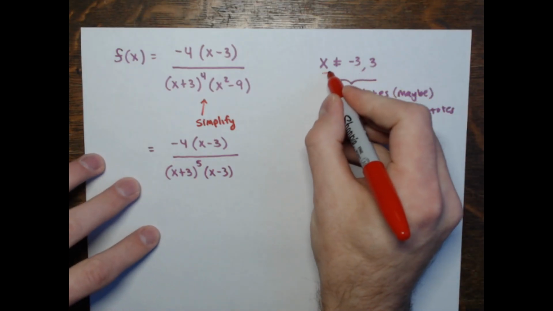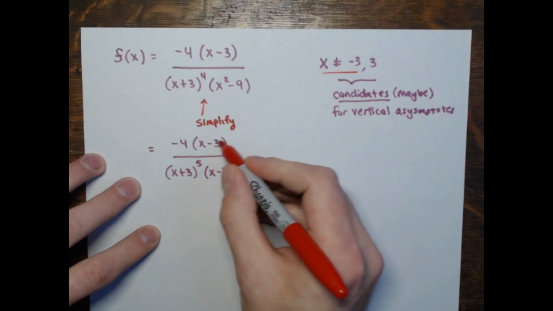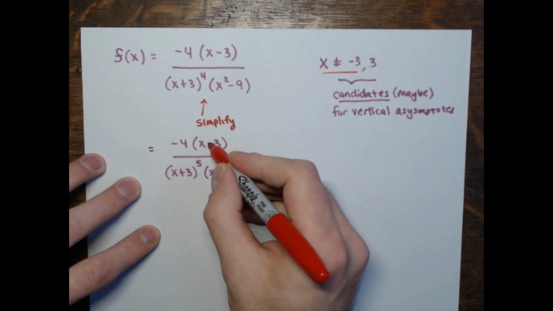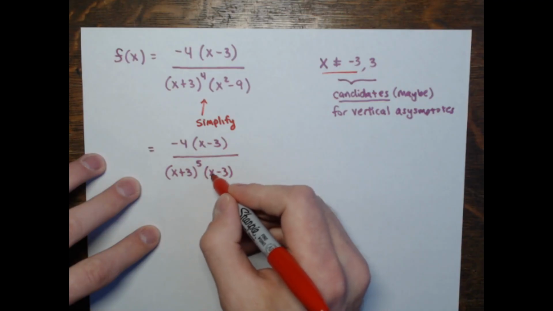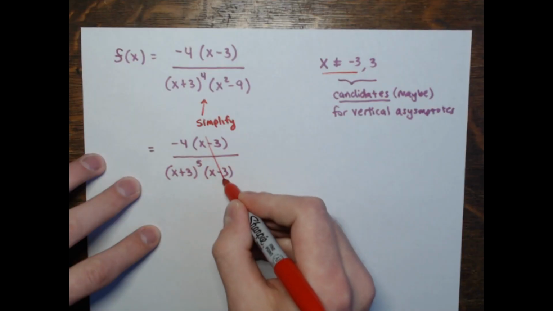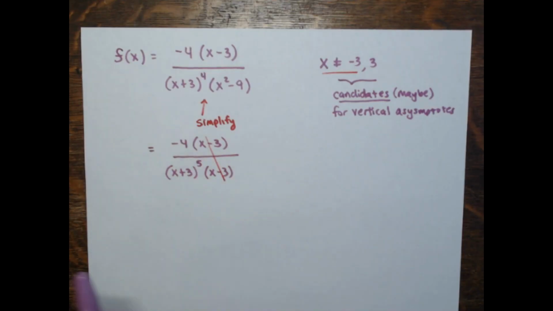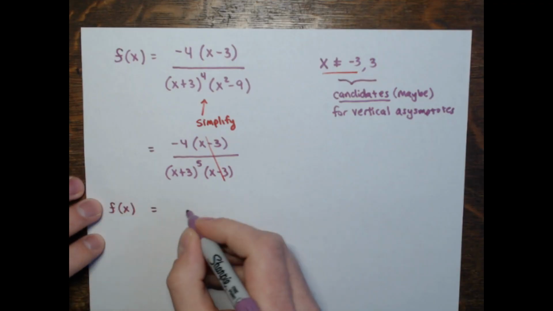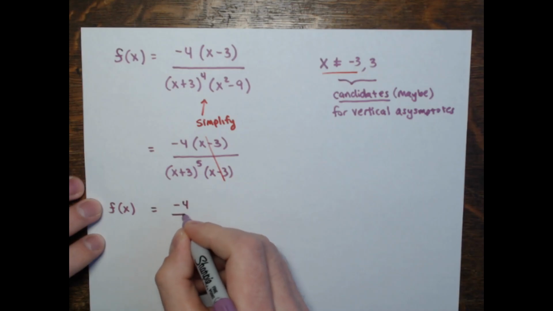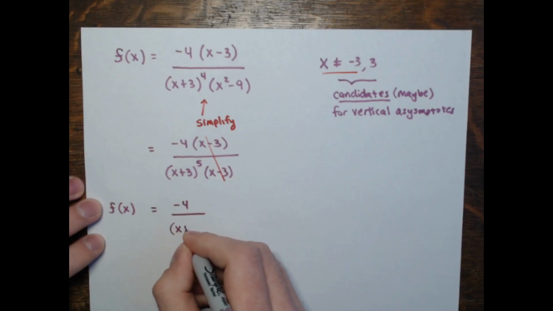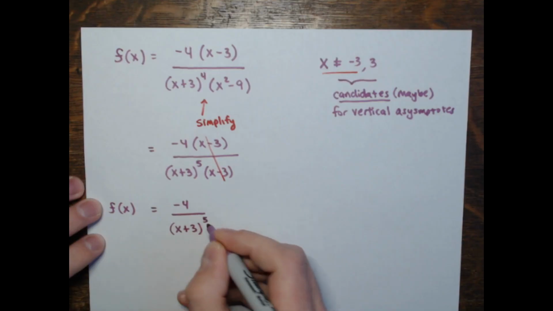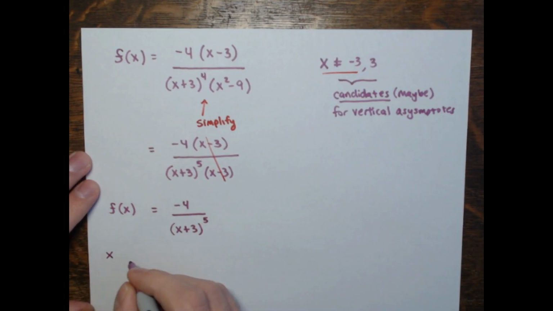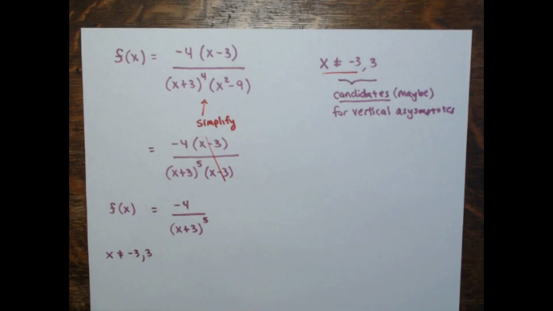And then, I mentioned that x can't be negative 3. So if x is not negative 3, you've got something up here divided by something down here that aren't 0. So those will divide to be 1, right? You can cancel your common factors. So our function actually simplifies to negative 4 divided by x plus 3 to the fifth power. But just make sure you understand that x still can't be negative 3 or positive 3, right?